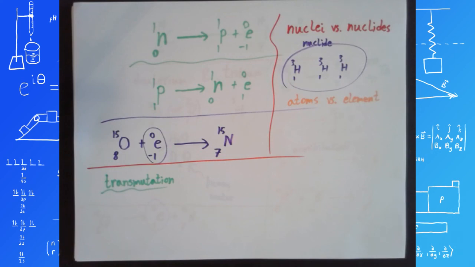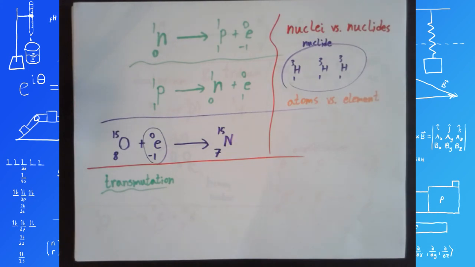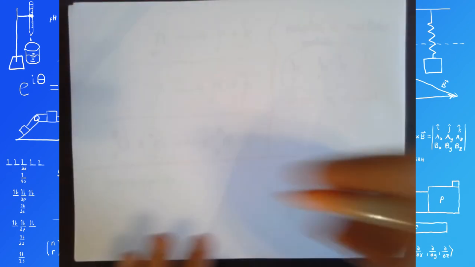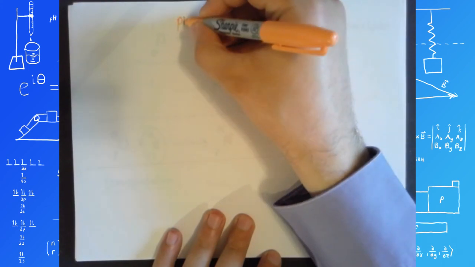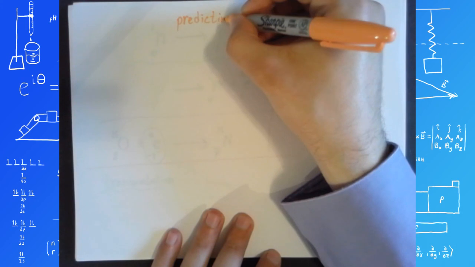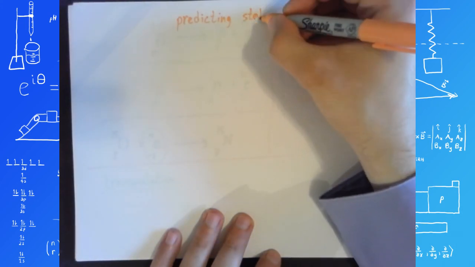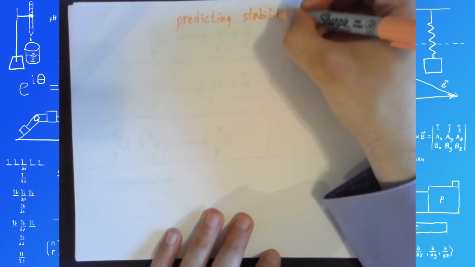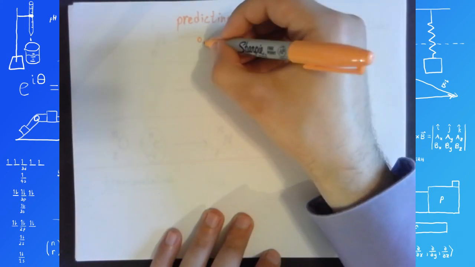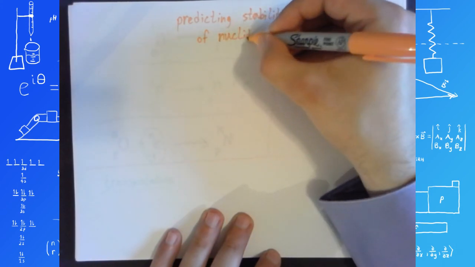Okay, predicting stability. Let's talk about predicting stability. Maybe I should do this on a new sheet. Yeah, let's do it on a new sheet. Predicting stability of nuclides. As with all things in chemistry, these are guidelines, not rules.